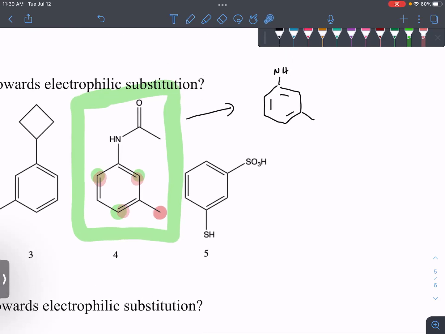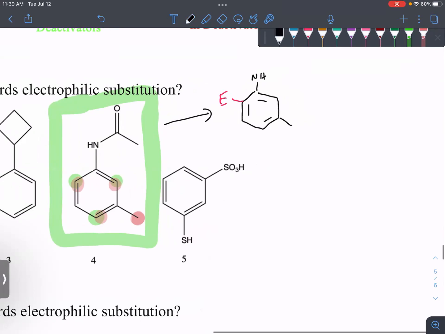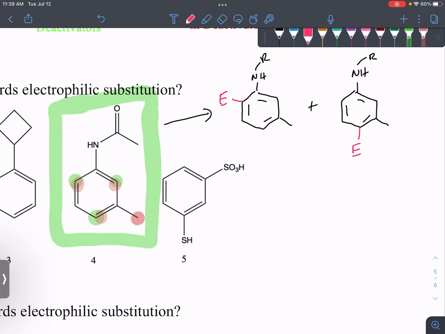So we're going to put whatever electrophile on these two carbons. Why wouldn't we put it on this third carbon over here? Exactly. You never really put an electrophile between two substituents because of sterics. If two substituents are meta to each other, you're not really going to add an electrophile in between them. It's not favorable. So in our final product, we just have the product where the electrophile is ortho to the N, and then one where it's ortho to the methyl.